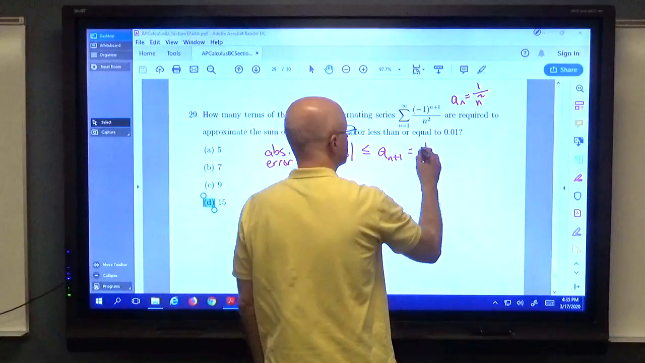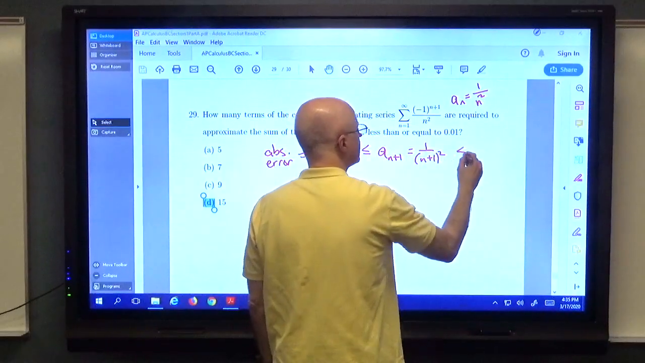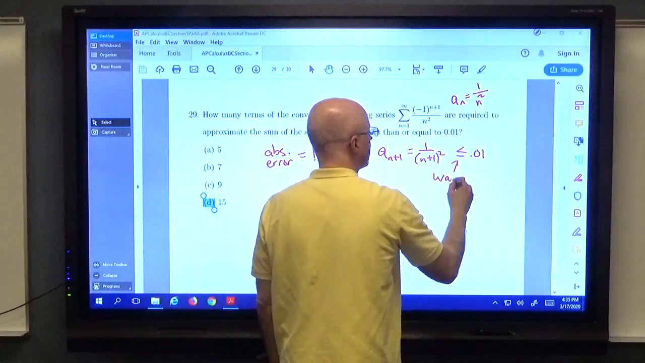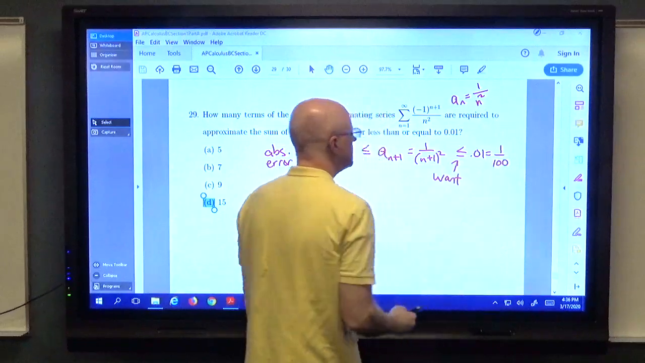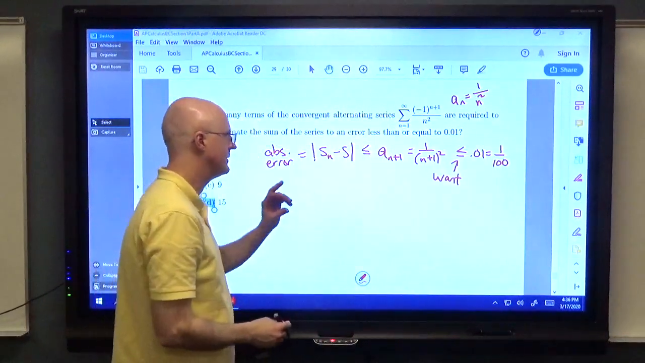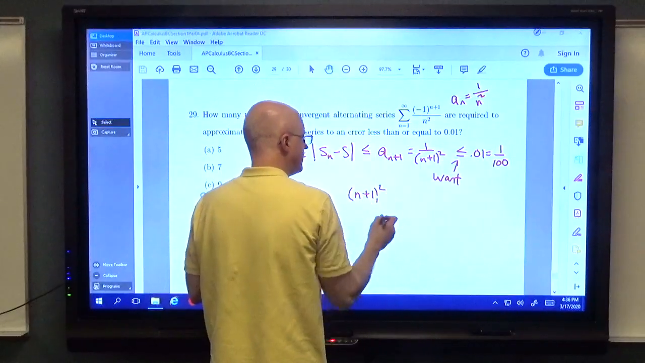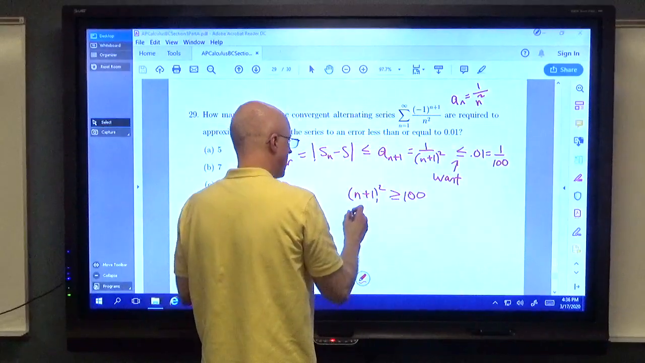And so for this problem, that's 1 over n plus 1 quantity squared, and I want that to be less than 0.01. I want that to be true. What values of n make that true? This is the same as 1 over 100. Just solve the inequality for n. You can flip both sides, take the reciprocal. If you do, the inequality changes direction. Then take the square root of both sides.